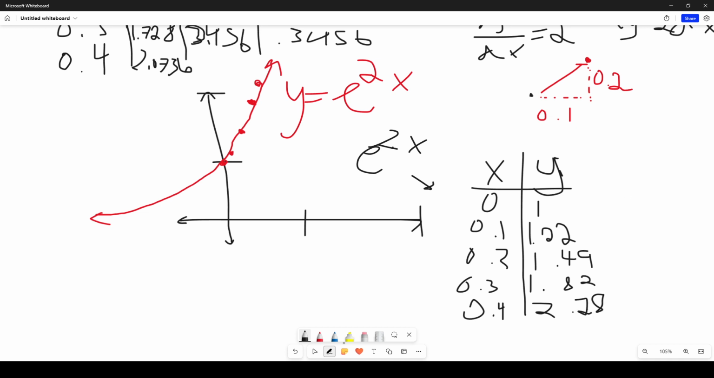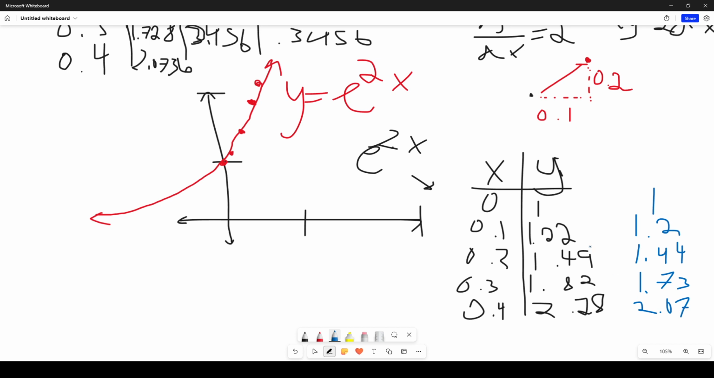Compare this to our approximated values. 1, 1.2, 1.44, 1.73, and 2.1 about, or 2.07.